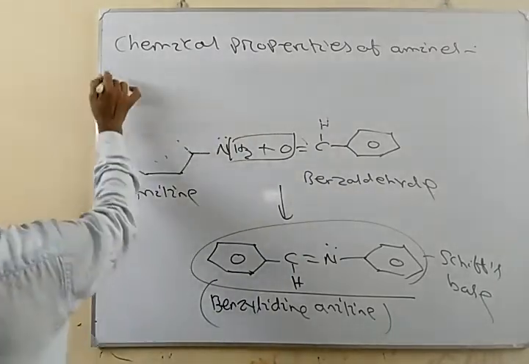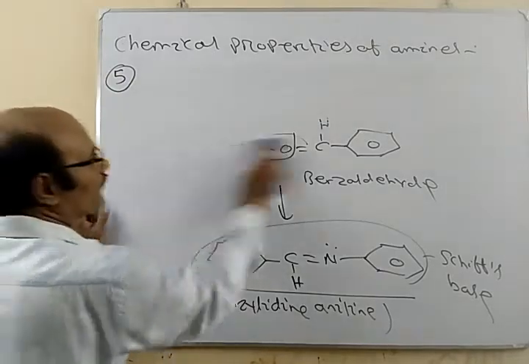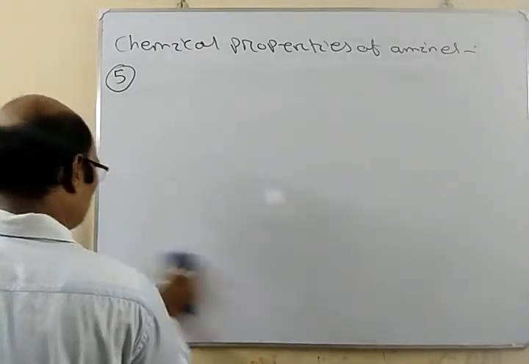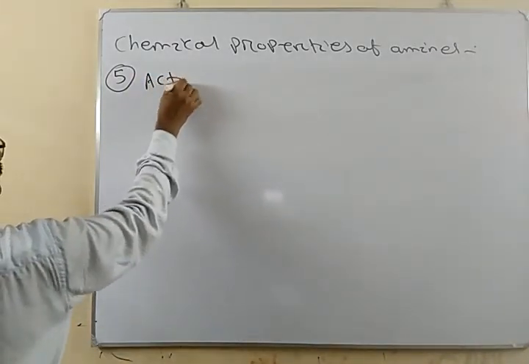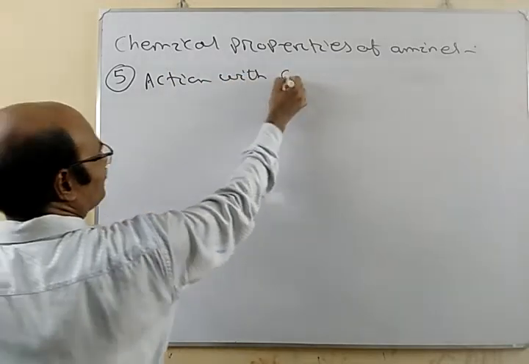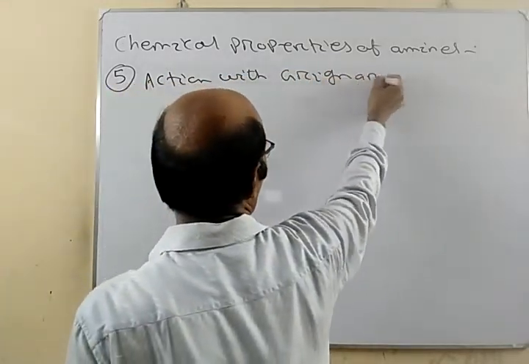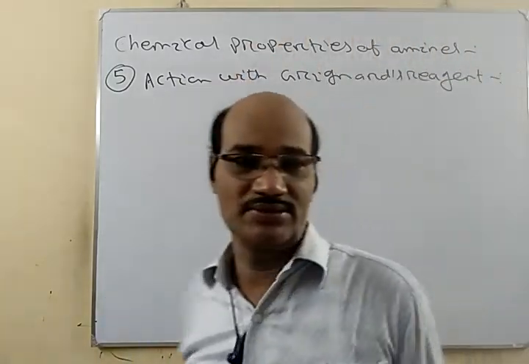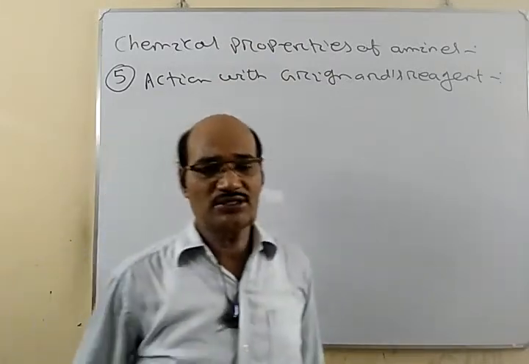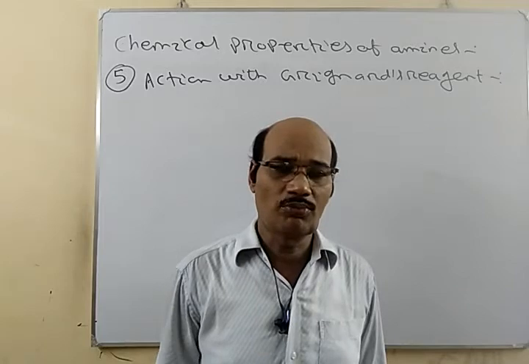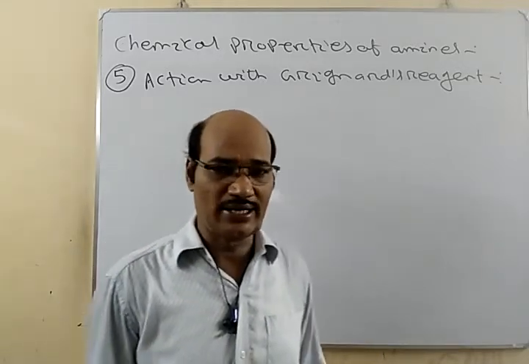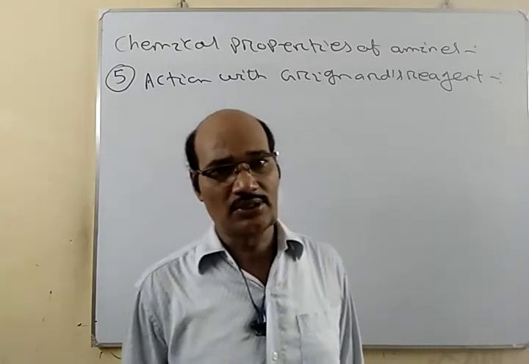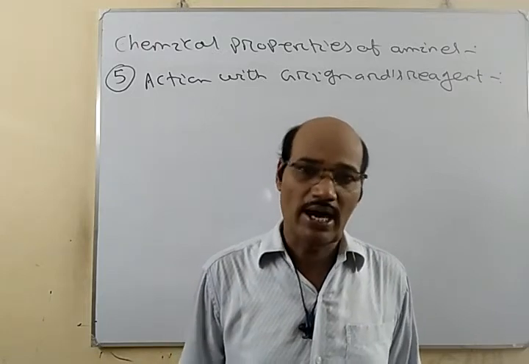Number 5. Reaction with Grignard's reagent. Okay, so already we have discussed reactions of Grignard's with phenol, where we are getting an alkane. Here also the Grignard's reagent will react with the amines to give an alkane.